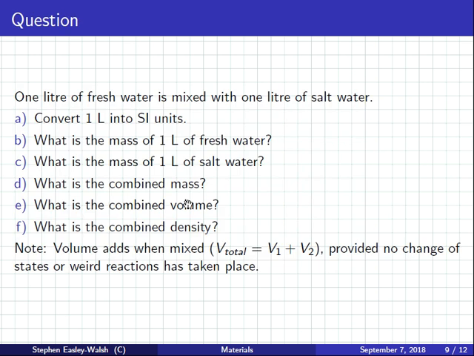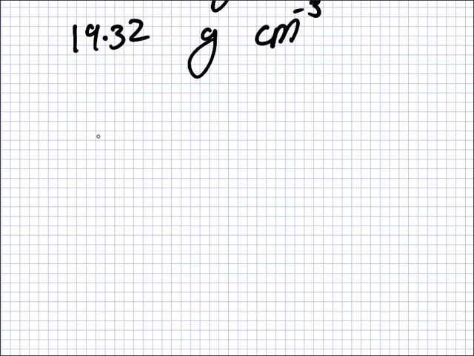Right, let's look at a question together. First, you have 1 litre of fresh water mixed with 1 litre of salt water. What is 1 litre in SI units? A litre is not an SI unit. Remember, SI units are like metre, kilometre, centimetre, kilogram. We need to convert litres into SI units. Does anybody know how big a litre is? If I said 1 metre cubed, how many litres is that?